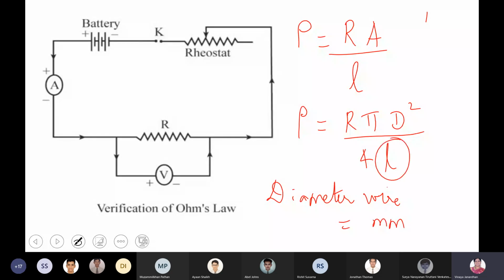And the length of the wire is always 1 meter. You do not open the wire, it's almost 1 meter. Resistance is what you are finding. Then pi is 3.14. Diameter, you can find the thickness of the wire using the digital screw gauge. It will be in millimeter, you convert it to meters, right? And the length of the wire is 1 meter. So you have to find your resistivity for both the wires.